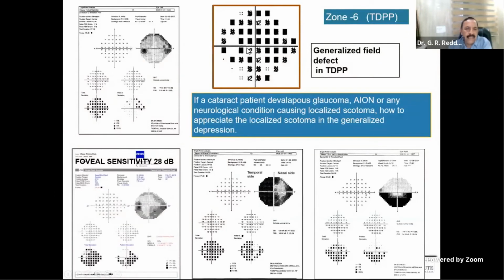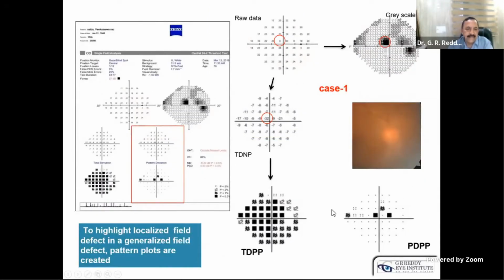Then why are the pattern plots created? Take for example glaucoma and cataract, where usually the loss of retinal sensitivity is more than 8 dB, starting with 8 dB. Once the loss of retinal sensitivity at all points is 8 dB or more, all will be represented by black squares. And if this patient now develops a localized field defect, or a hemianopic field defect, or if this cataract patient develops an altitudinal field defect, how do we appreciate this localized scotoma in a generalized depression?